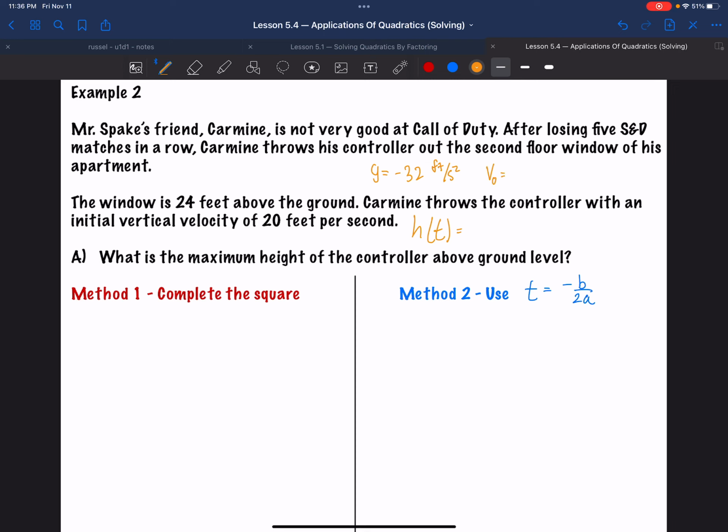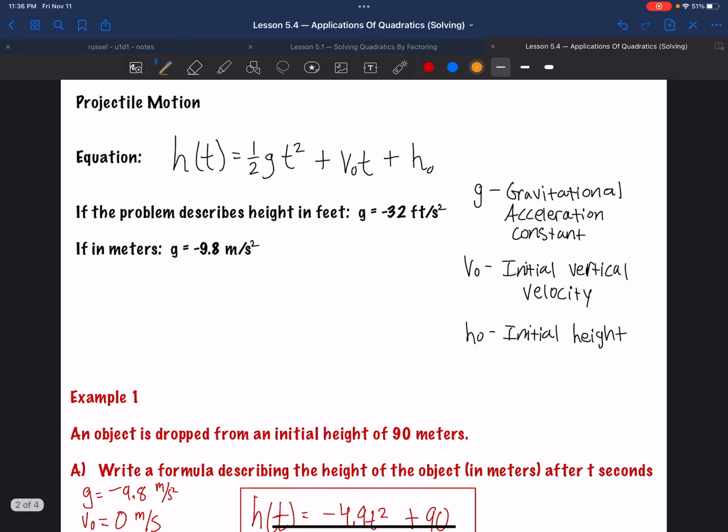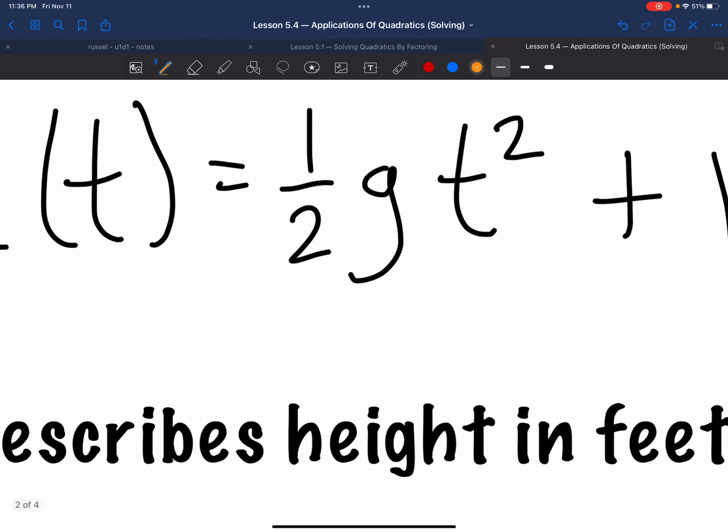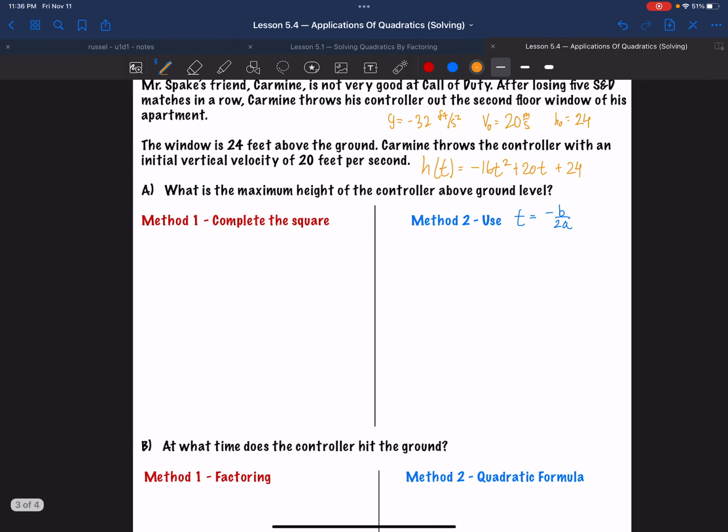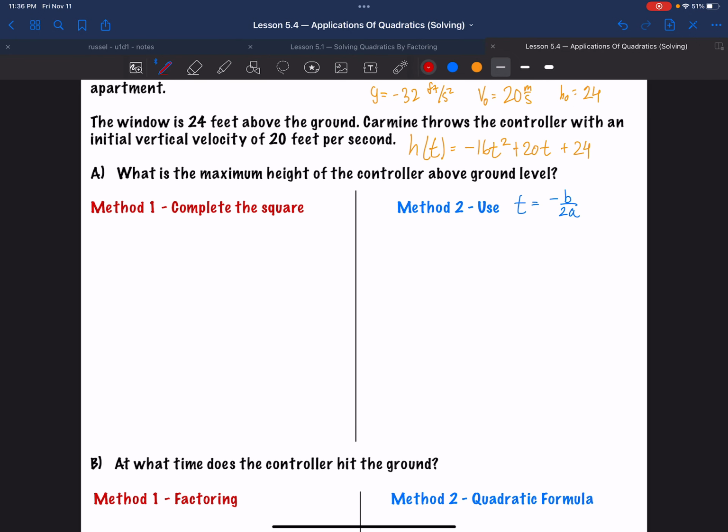V naught being the initial vertical velocity, it says it's 20 feet per second. And H naught is the height of the window. That's where the controller leaves the window. That's 24 feet. So my function is negative 16t squared plus 20t plus 24. And if you're asking where that negative 16 came from, it's half of negative 32, because that is the formula here, right? Half gt squared.